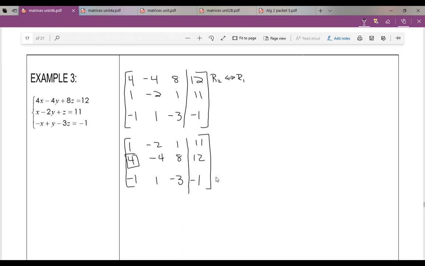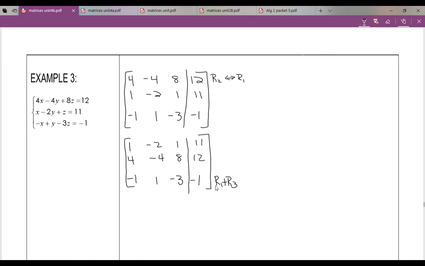Now, if you want to say row 1 plus row 3 and get this 0 first, there is absolutely nothing wrong with that. What you need to do is get these two zeros first and foremost. Work down the column. Get the first column the way it should be. Okay?